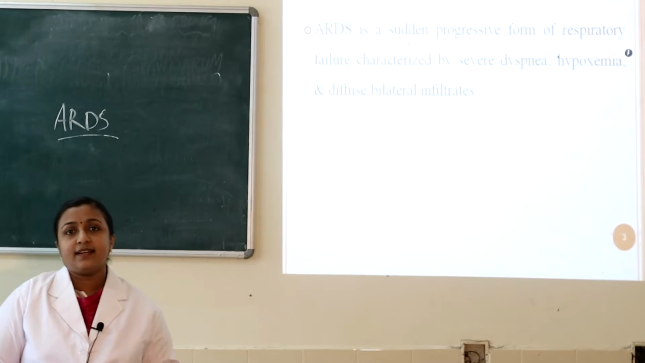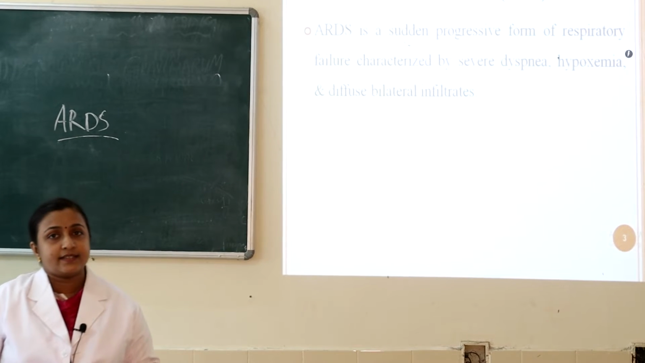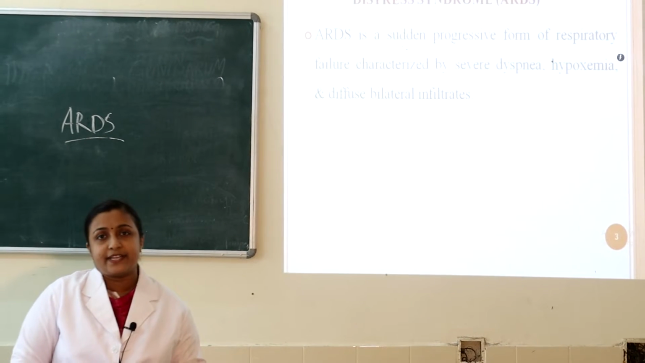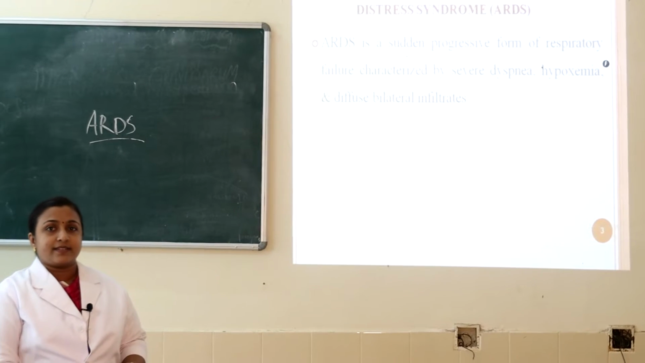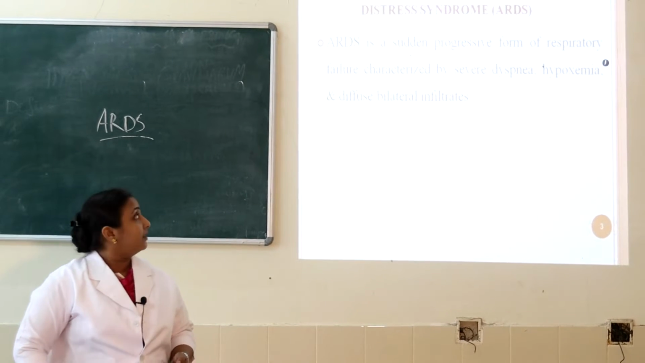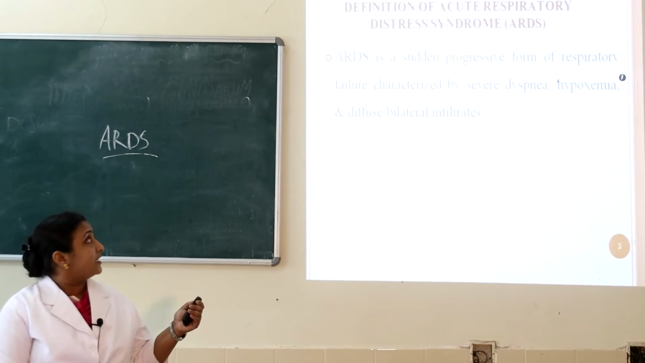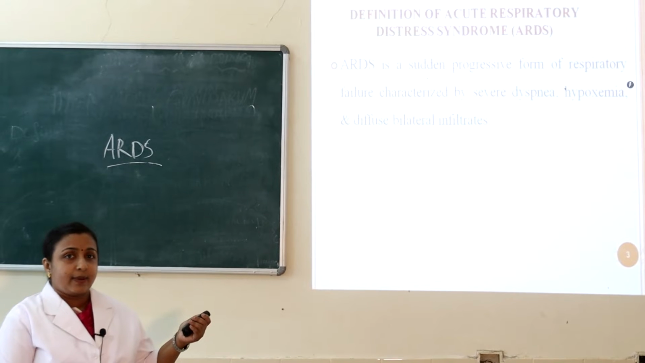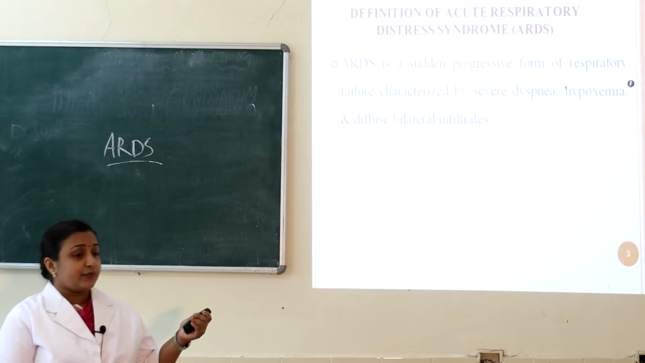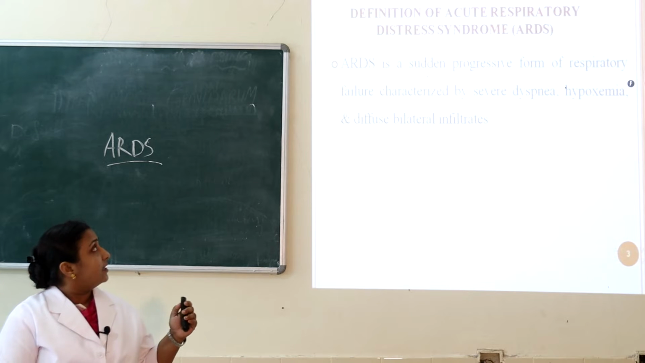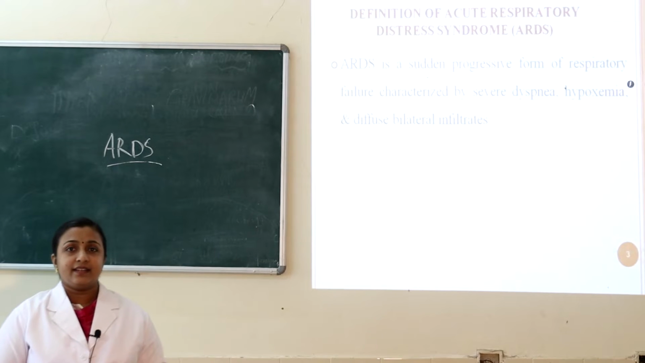The first is the definition of ARDS. What is the meaning or the definition of ARDS? This is one of the respiratory conditions. In ARDS, it is a sudden onset of respiratory failure. ARDS is a sudden progressive form of respiratory failure which is characterized by severe dyspnea, hypoxemia and diffuse bilateral infiltrates. What is the meaning of dyspnea? That means difficulty in breathing.